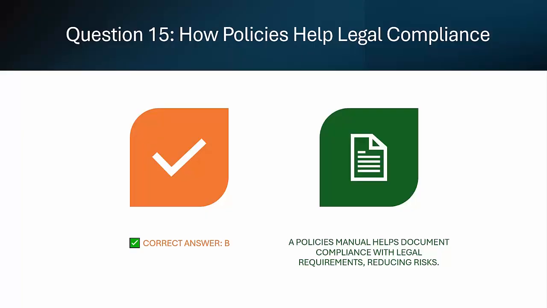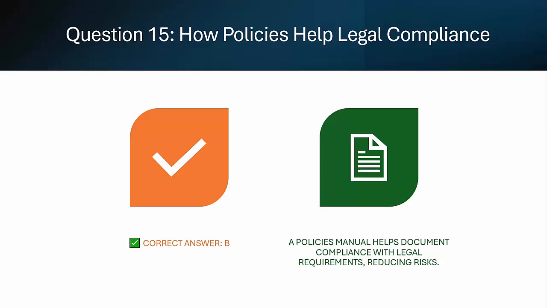Option B is correct. Including policies on safety, ethics, and employment laws shows regulators and auditors that the company is committed to following the law. Option A is incorrect. A manual helps reduce legal risks, but it doesn't guarantee immunity from lawsuits. Option C is incorrect. Companies still need legal advice to interpret complex laws and keep policies up to date.